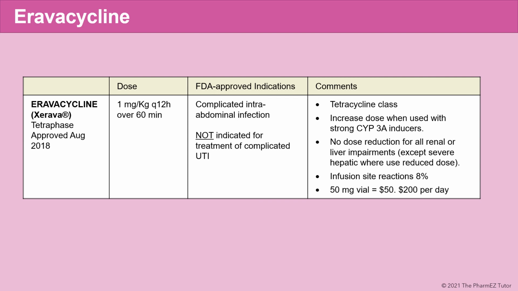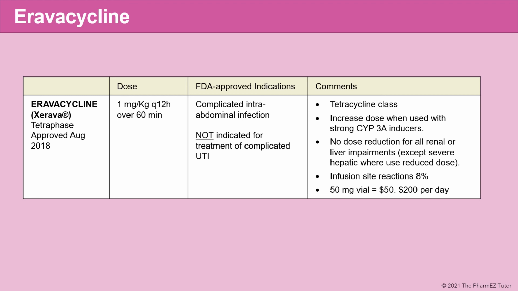Eravacycline, or Xerava, is an extended-spectrum tetracycline that was approved in August of 2018. The dose is 1 milligram per kilogram every 12 hours, given over 60 minutes. It's FDA approved for complicated intra-abdominal infections. It's not indicated for treatment of complicated urinary tract infections because eravacycline is not renally excreted. We need to increase the dose of eravacycline when it's used with strong CYP3A inducers.